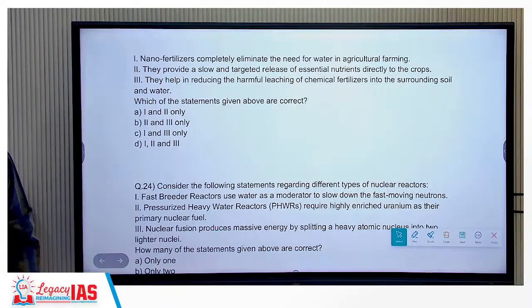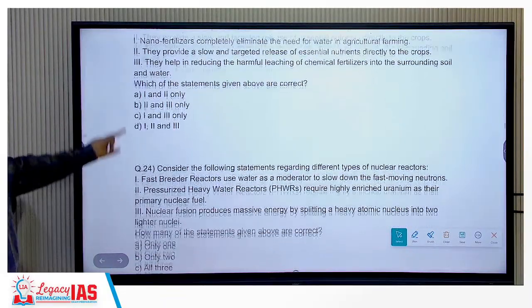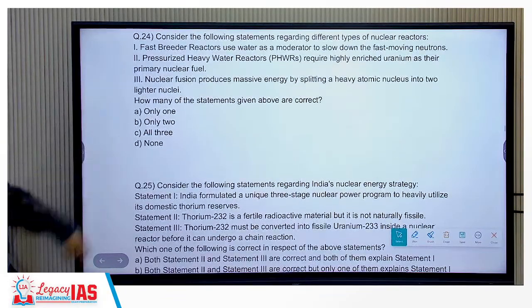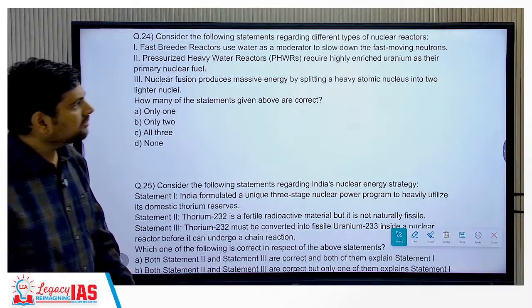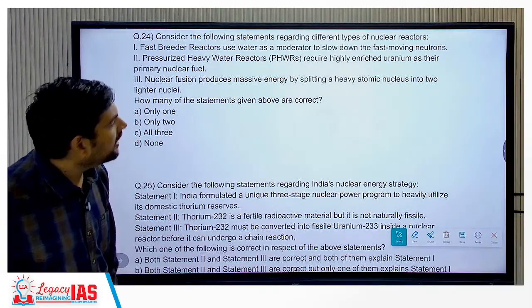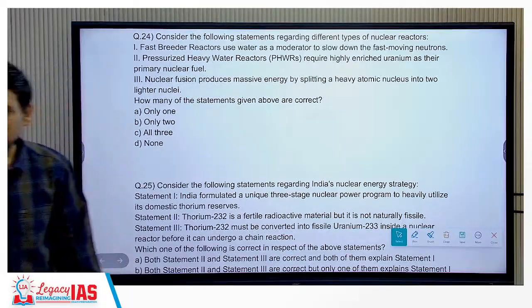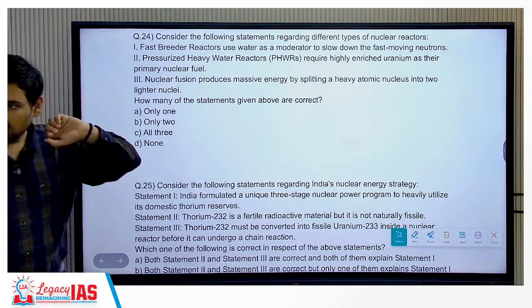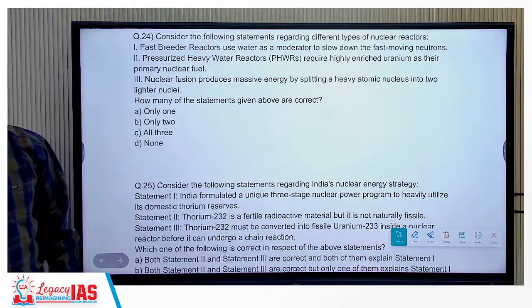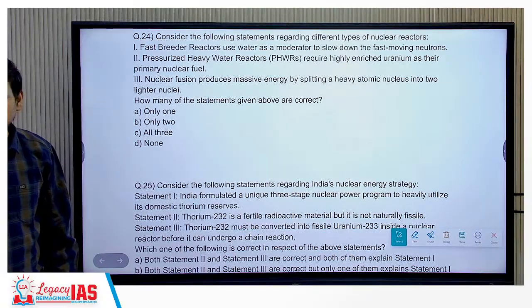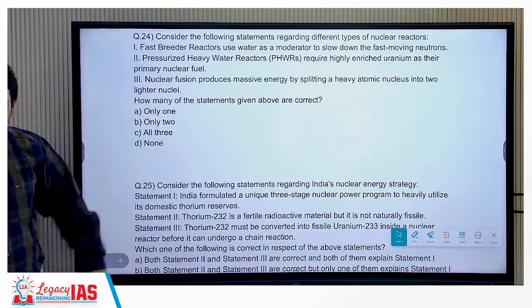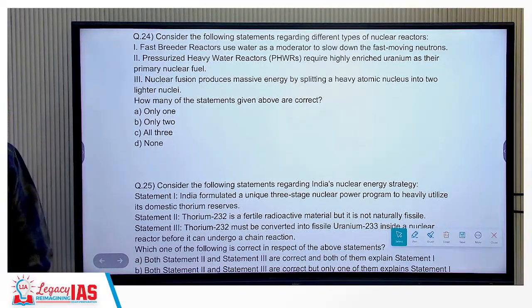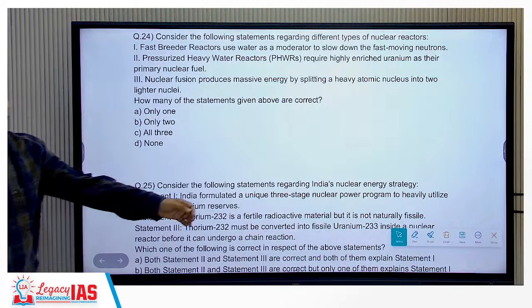2 and 3. First is wrong. Then, fast breeder reactors use water as a moderator to slow down fast moving neutrons. What do you think? No moderator. Fast reactors do not have any moderator. What they have is only coolant, and that also we try to use liquid sodium, because that is not a moderator. Okay.